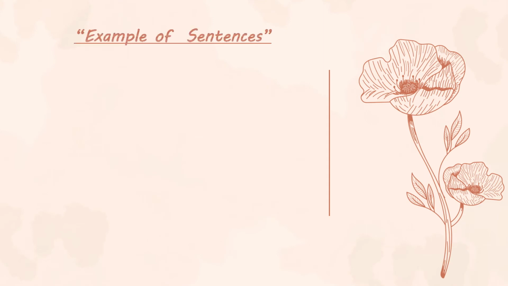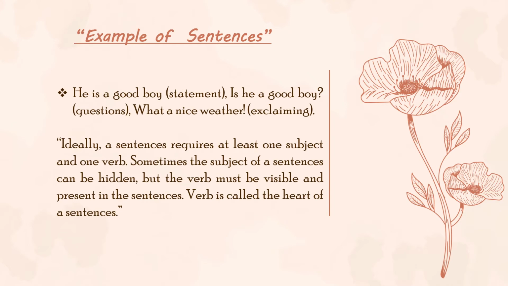Next, example of sentence. He is a good boy. That's a statement. Is he a good boy? That's a question. And what a nice weather! That's exclaiming. Ideally, a sentence requires at least one subject and one verb. Sometimes, the subject of a sentence can be hidden, but the verb must be visible and present in the sentence. Verb is called the heart of a sentence.